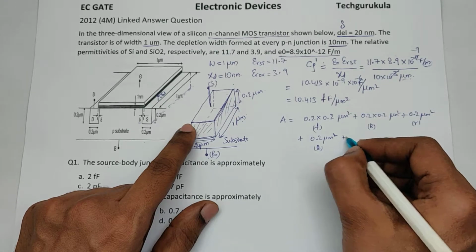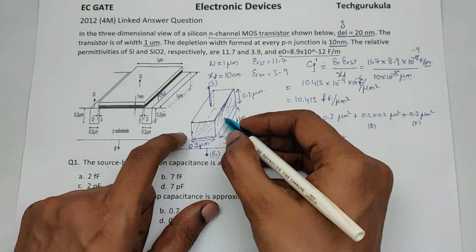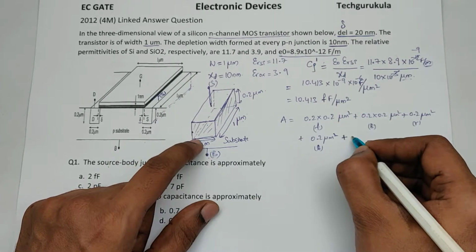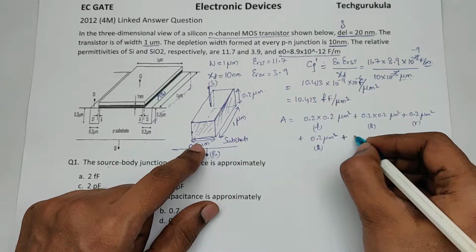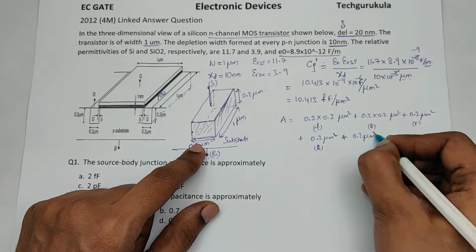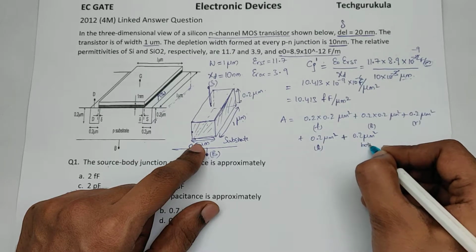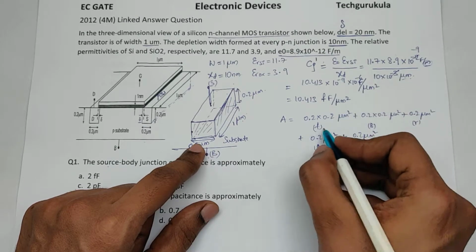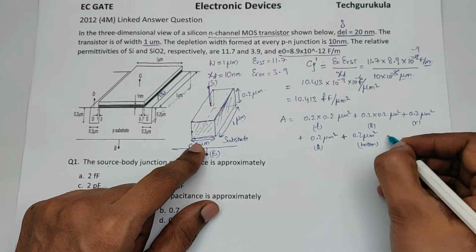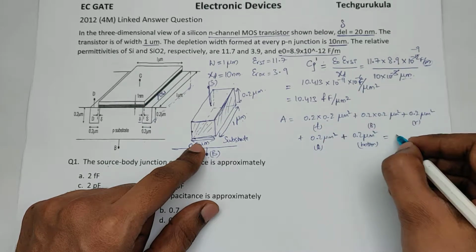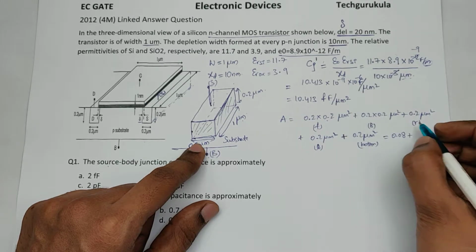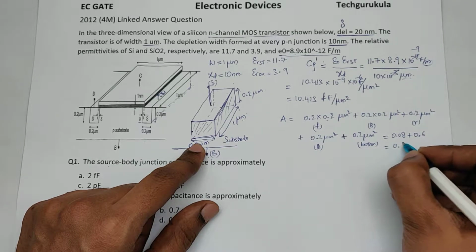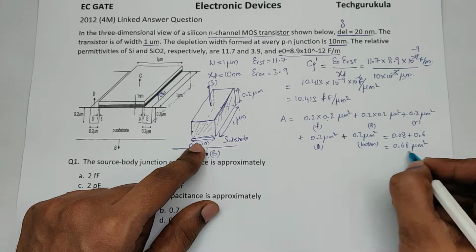So we got 4 sides, plus the bottom side, the one which is facing towards the base side or the body side. Which is 1 micrometer times 0.2 micrometer. So this is 0.2 micrometer square. This is on the bottom. So when we add all of them, 0.2 times 0.2 is 0.04. So the total area is 0.04, 0.04 is 0.08 plus 0.2, 0.2, 0.2 is 0.6. So I can write this as 0.68 micrometer square.